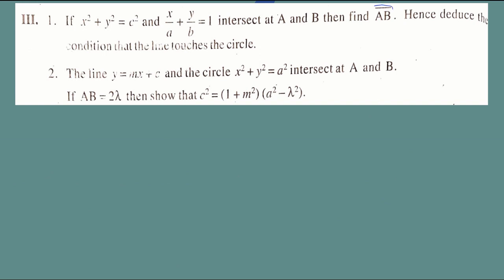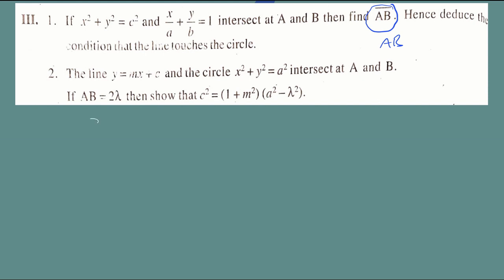Now in the third problem, there is a printing mistake here. You see, this is not line segment AB. It should be like this, meaning the length of the line segment AB. Find AB, that's all. That means once again it is nothing but the length of the intercept only.